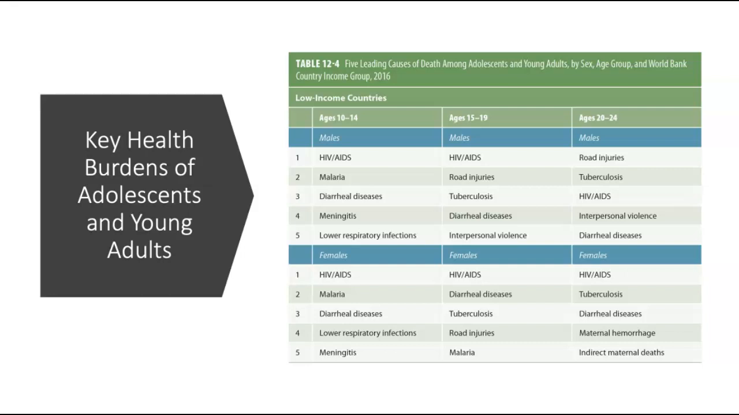And for females, again, a lot of communicable diseases, but also maternal hemorrhage and the indirect effects of maternal deaths. Then low middle income countries. Again, a lot to do with maybe childhood vaccinations. A lot of diarrhea, lower respiratory tract infections, and TB are a large mortality risk for adolescents in these areas. Unsafe water and sanitation.